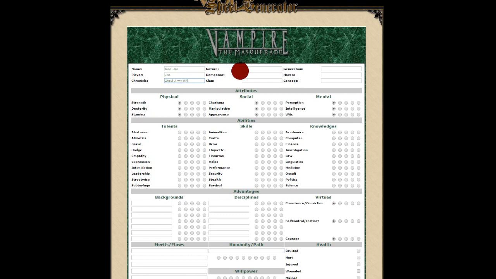So you have your nature and your demeanor. Your nature is what your character actually is deep down, and the demeanor is what they show to the outside world. There is a whole list in the book of natures and demeanors that you can choose from. I'm looking at my own book so I'm giving you the actual information. It's listed under personality archetypes, nature and demeanor, and you can choose from all of those.